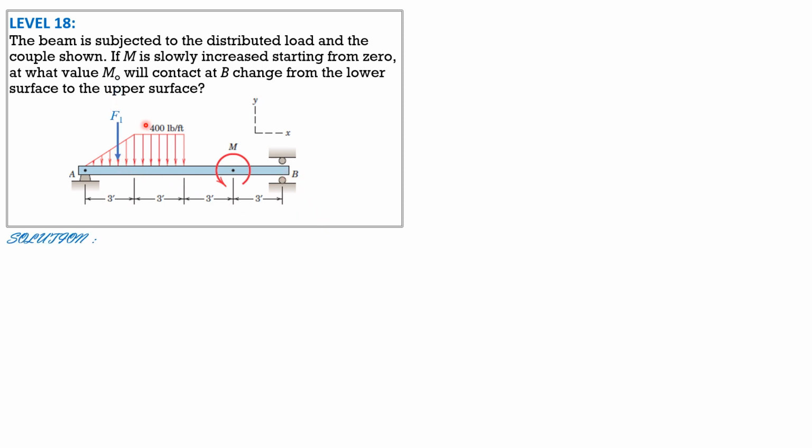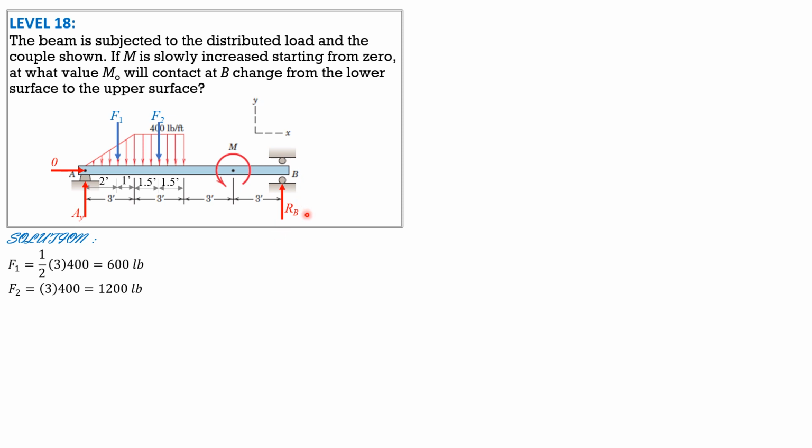So let's call this equivalent triangular loading as F1. Its distance from this end is 1 foot. From A, it's 2 feet as shown. Then we have F2 for this uniform loading. Distance from left and right of the loading is 1.5, 1.5. Then we have F1 equals 1/2 of 3 times 400, so it is 600 pounds. F2 is 400 times 3, so 1,200 pounds. Then for the reactions, let's show them.